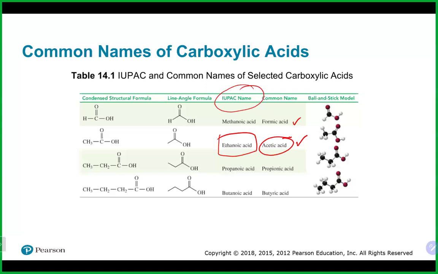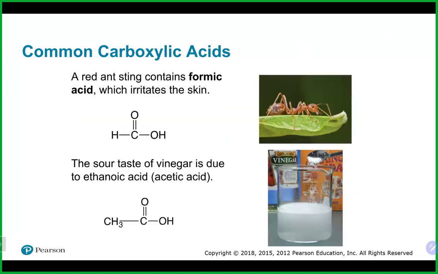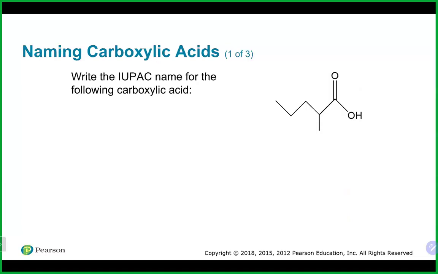Any questions on that? There is our line structure way of doing our carboxylic acid, which means you do need to write the OH there. And obviously this would be where our carbon would be in that case. As I mentioned, formic acid does come from, for example, red ant stings. That doesn't sound good. Vinegar's sour taste is due to that ethanoic acid or acetic acid in there.